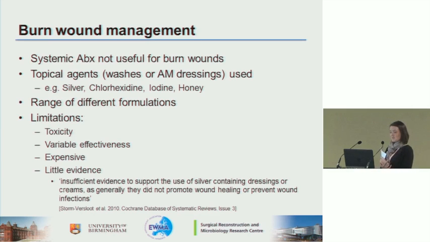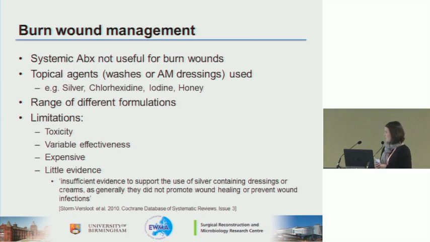So what we tend to do for burns patients is use topical agents such as washes or commercial antimicrobial dressings. These typically contain silver, this is the main group, but also chlorhexidine, iodine, or honey. There's a range of different formulations depending on what your aim is. It might not just be that you need to kill bacteria, you might want to absorb exudate or other things like that.